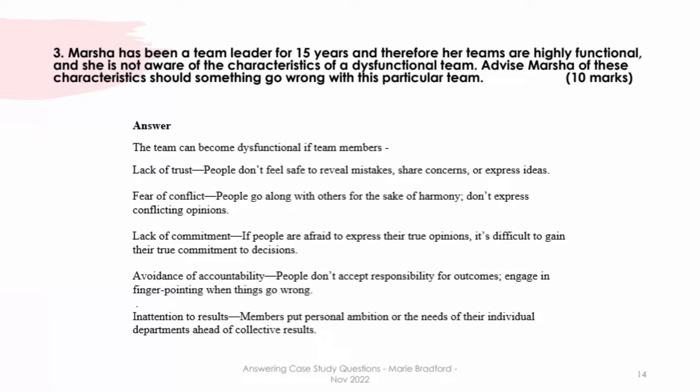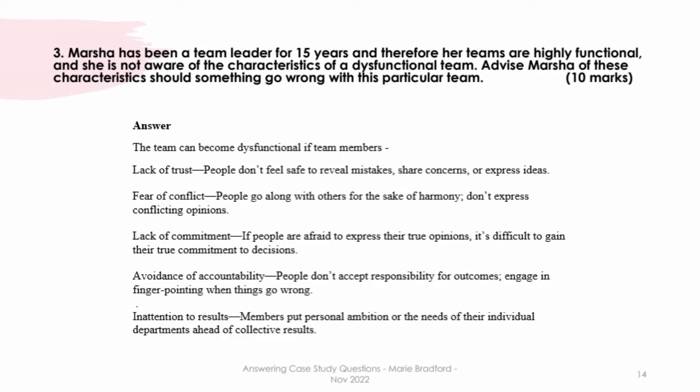If you just write lack of trust and fear of conflict and you don't expand on it, you wouldn't even get the 2 marks. You'd probably get 0.5 marks. And out of the 10 marks, you might get 2.5. Because again, you're not explaining yourself. You need to explain yourself so that I know what you're talking about. And that is pretty much it for answering case study questions.